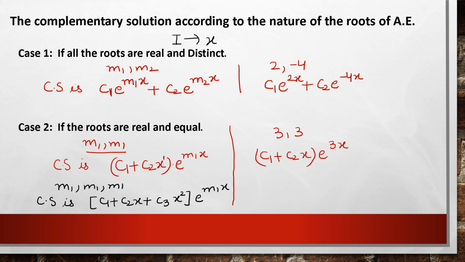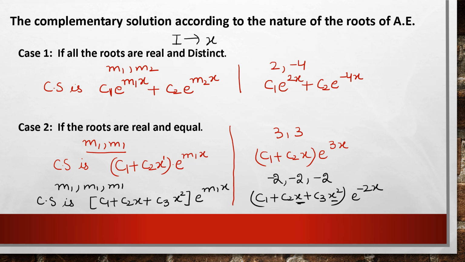For example, if minus 2 is repeating 3 times, how will we write the solution? So c1 plus c2x plus c3 x square, e power minus 2x. So if you calculate the roots of the auxiliary equation and those roots are real and equal, then we'll assign the same number of constants along with the increasing power of x corresponding to the single root.